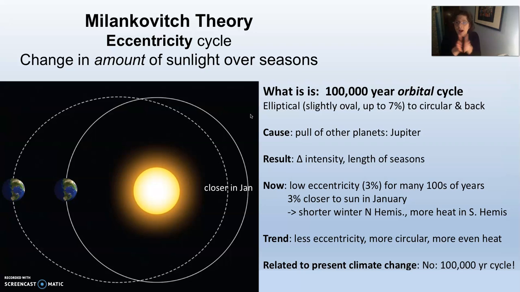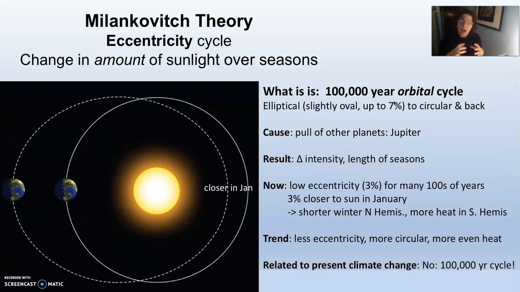This is a 100,000 year cycle of going from a circle to a bit of an ellipse, a bit of an oval, and back to a circle again. And at its most, it can get up to about 9% difference between a circle and an oval. Very hard to see, but about 9% difference due to the pull of Jupiter on the Earth at certain parts of its orbit. Jupiter has a massive gravity and actually pulls on the sun quite a bit.